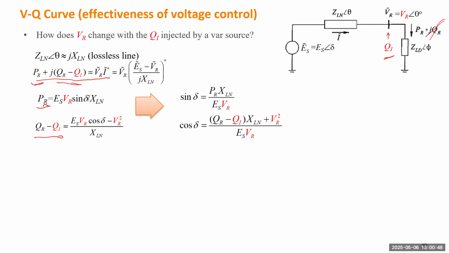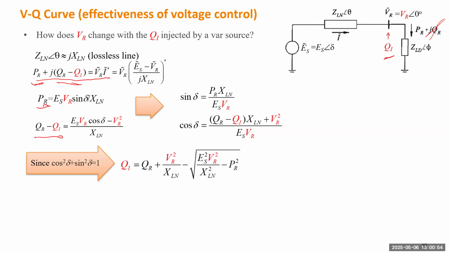So from the first equation, we can solve sine delta. From the second, we can solve cosine delta. And then we can just merge the two equations. So we have this formula. So this one will be the equation telling the VQ curve.